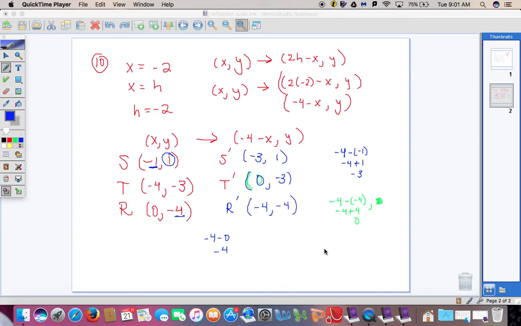Okay, so I want you to be able to apply the rules, and mathematically you are capable of doing that. So just give this a shot. Again, I want you to use a colored pencil to show your transformation.